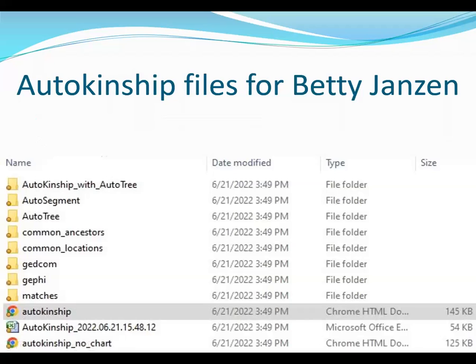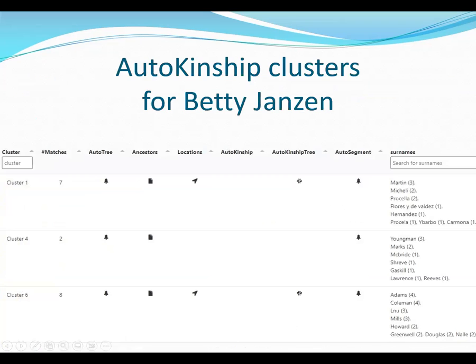Here's what the output looks like in the various different segments of this particular file. This is how it looks on my hard drive when I get the data back. And here's what the output looks like if I look at the various different clusters. You can click on the AutoTree, the ancestors, and the locations to get additional information and review that.